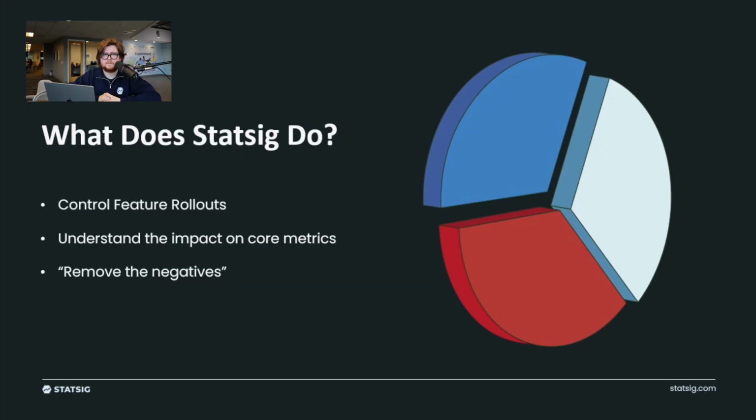So before we get too deep into any of the technical details, I figure it's worth talking some about why Statsig exists, why we think it's so useful, and how it's especially so useful for engineers. So at its core, what Statsig does is it lets you just control feature rollouts.